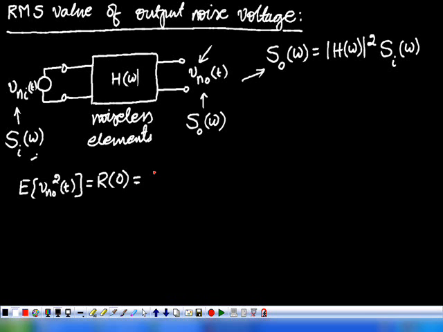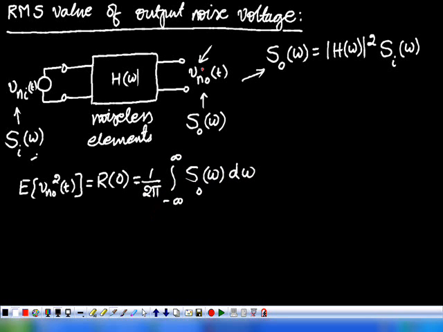So this is equivalent to, see, what is the power spectral density of the output noise voltage? That is S0 of omega. The mean square value, which is equivalent to R of 0, is related to the power spectral density of the noise voltage as 1 by 2 pi integral minus infinity to plus infinity S0 of omega d omega. That is the area under power spectral density divided by 2 pi gives the mean square value of the process.